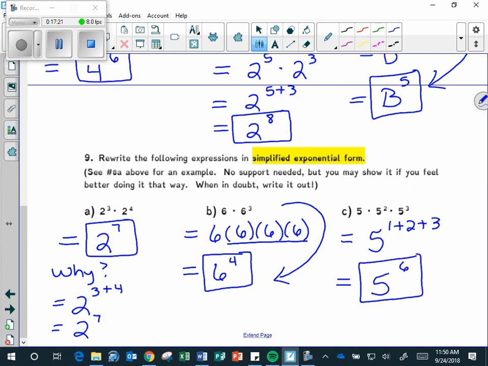Now notice we're not trying to figure out what 5 to the 6th power is. That's because the directions say simplified exponential form. If it said evaluate, that would be different.